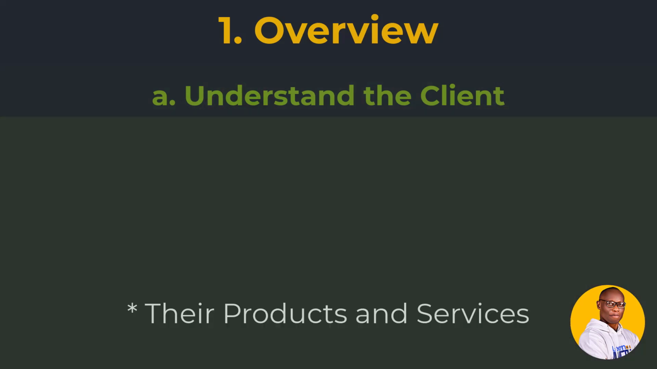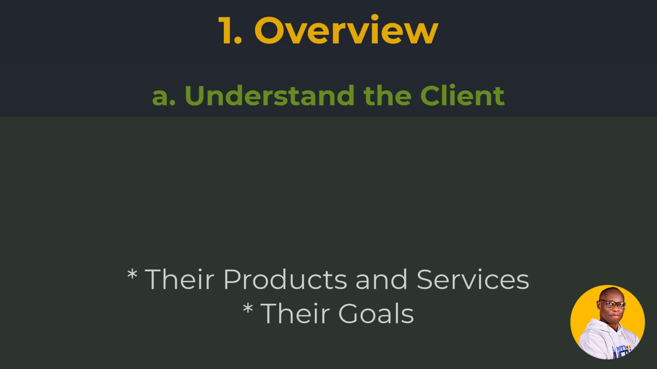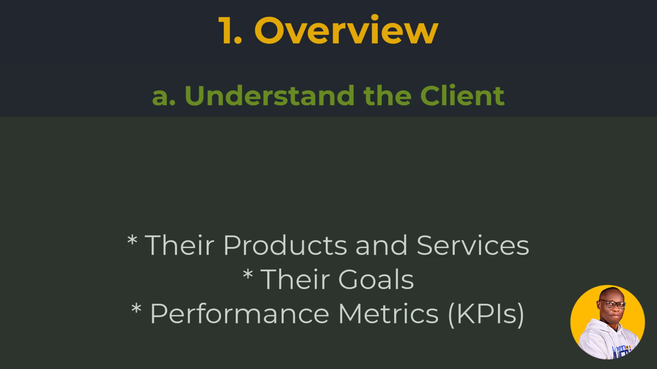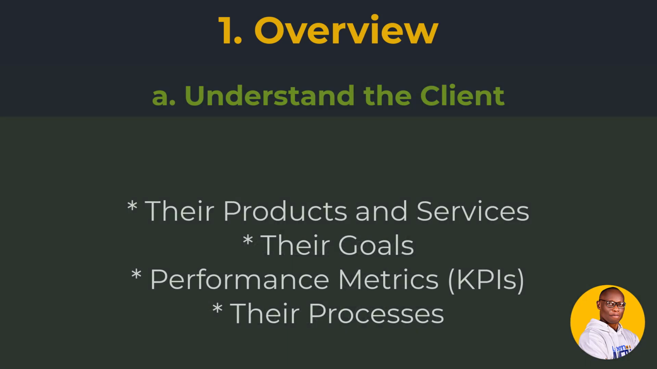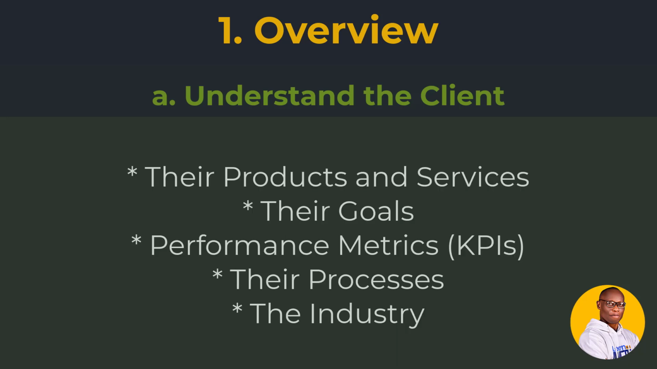Here's what to look out for. Their products and services. What do they offer? You need to know their business goals. Are they trying to increase sales or save costs or just expand? You need to understand their performance measures, meaning their KPIs. How do they track success? You need to understand their processes. How do they operate daily? And you need to have industry knowledge, what's happening in their field.